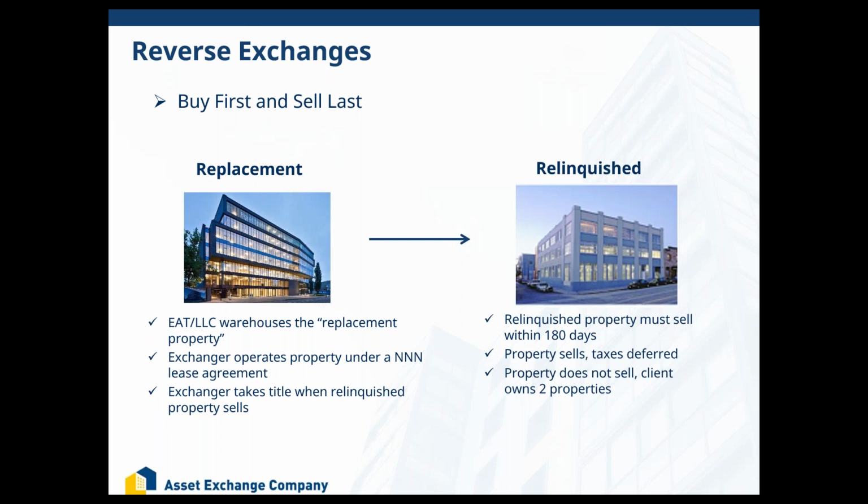Now, when we acquire the replacement property, you must be able to sell your relinquished property within 180 days. So there's the 180 coming back into play. It never leaves. It's always going to be present. It's just working the opposite way now.